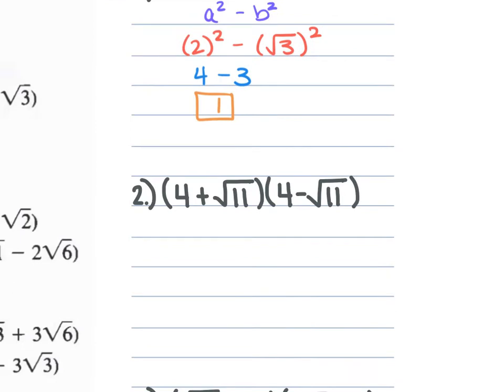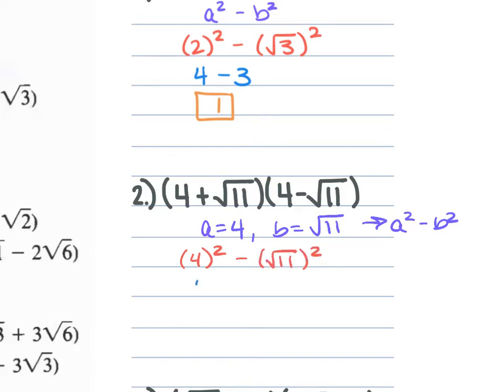For 2, we have 4 plus the square root of 11 times 4 minus the square root of 11. So our a is 4, our b is the square root of 11, difference of squares again, so we can use a squared minus b squared. So it's going to be 4 squared minus the square root of 11 squared. 4 squared is 16. The square root of 11 squared is 11. So 16 minus 11 is 5.